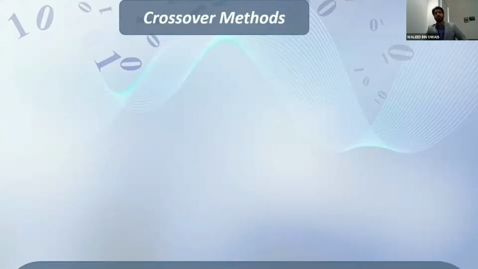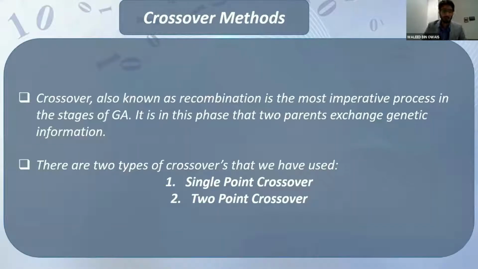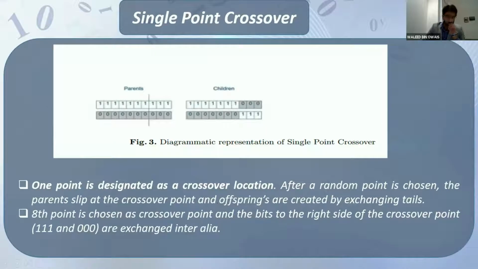Now the crossover methods that we have used. Crossover, as you know, takes its intuition from the biological process that parents mate and offsprings are produced. And technically there are 2 types of crossover methods that we have used. One is the single point crossover and the other is the 2-point crossover. Let's have a brief look at what these are.